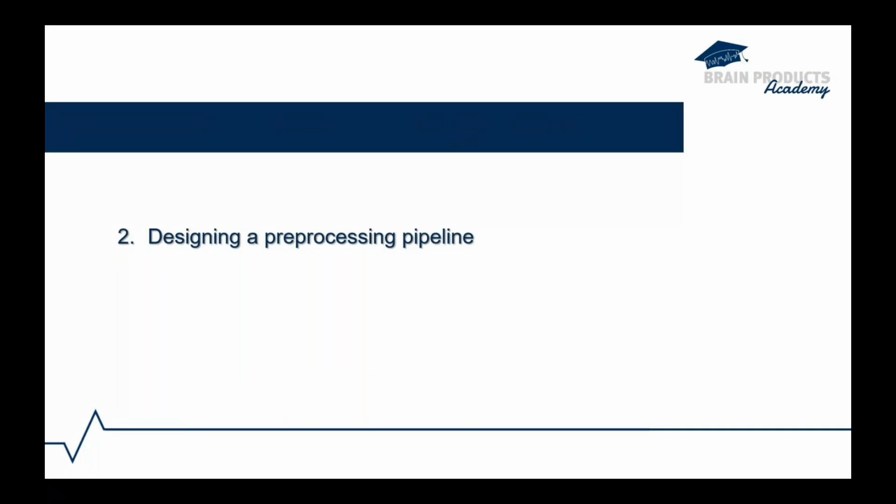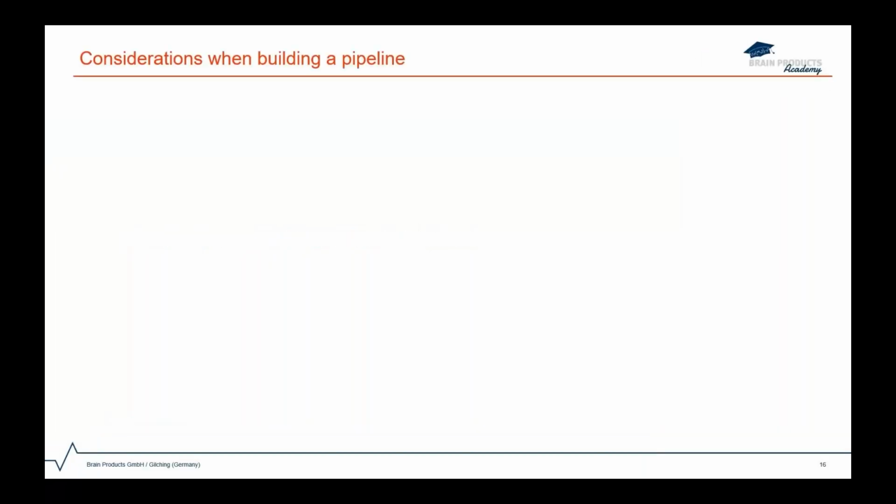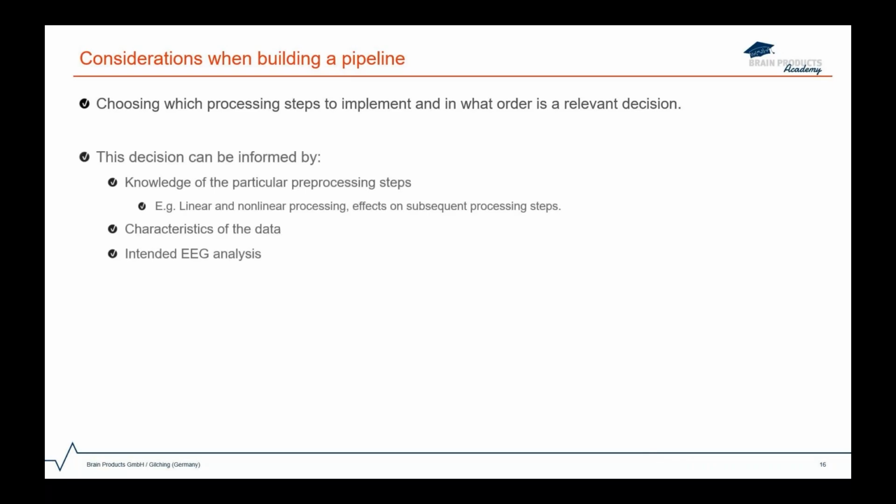When we come into designing a pre-processing pipeline, there are certain considerations that we need to keep in mind. So choosing which steps to implement and in which order is quite a relevant decision. And this decision can be informed by the knowledge of a particular processing step, for example, if this step involves linear or nonlinear operations, the effects that these operations will have on subsequent processing steps. And other factors to consider are the characteristics of the data or our intended EEG analysis.